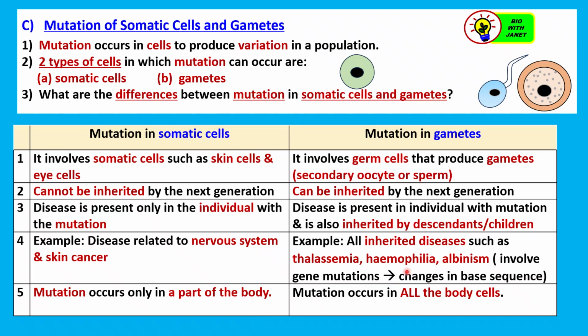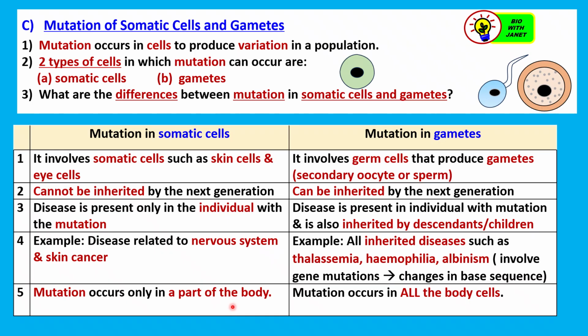because the mutation is in the gametes too. Okay, from the diploid parent cells, when the gametes are formed, this mutation can be passed down to the gametes in the chromosomes.